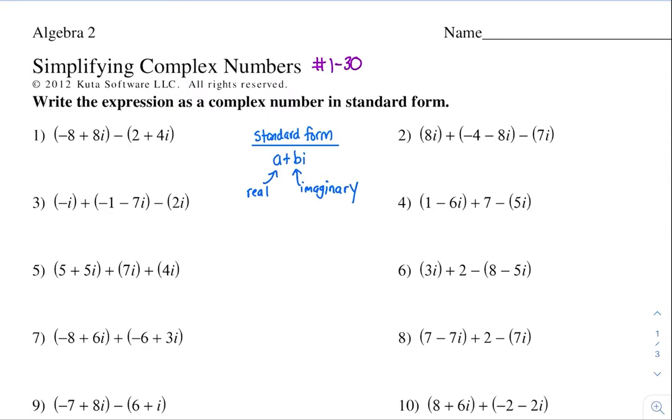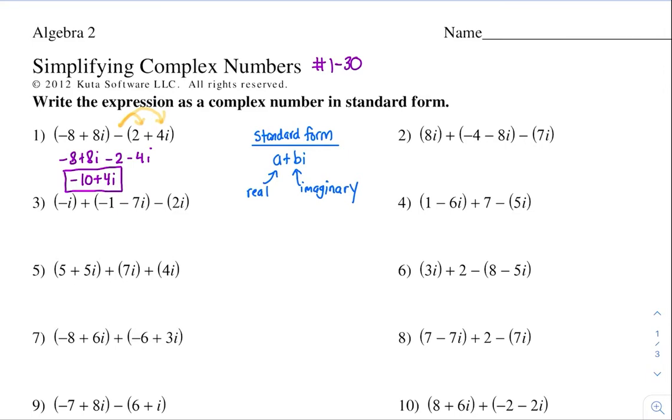Okay, here, we can distribute this negative to both. So we're going to have negative 8 plus 8i. Negative times negative 2 is positive 2, negative times 4 is negative 4i. Now, let's combine like terms. In standard form, the real number comes first. Our real numbers are negative 8 and negative 2. Combine those and we get negative 10. And for the imaginary, we have 8i minus 4i, which would be plus 4i. Notice that my real number is in the front and my imaginary is the second term.